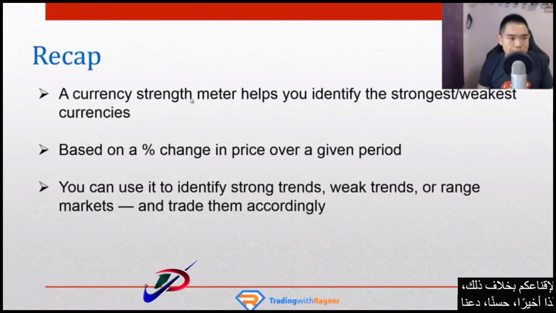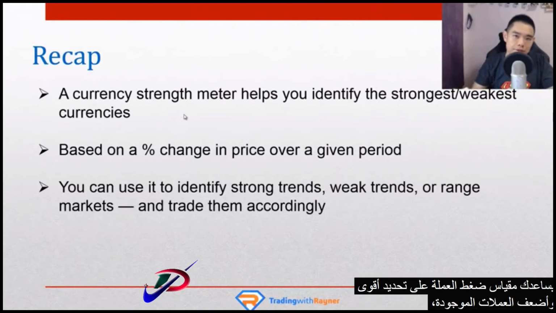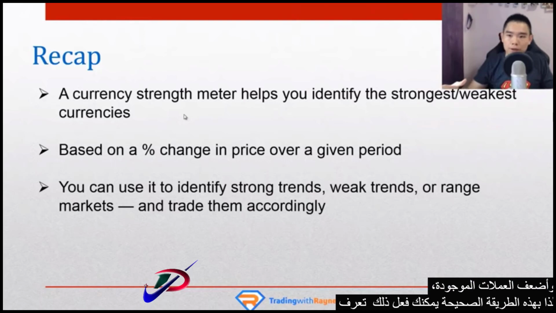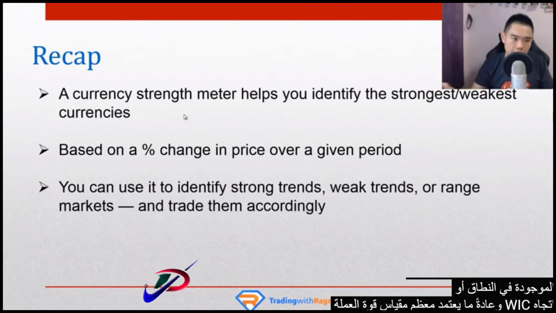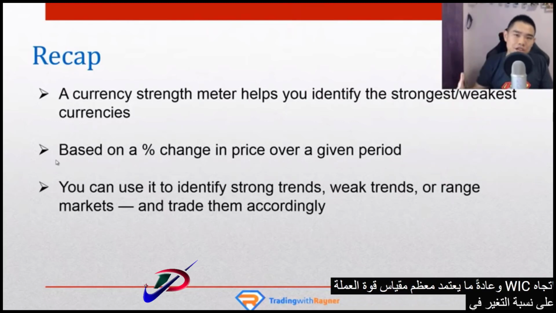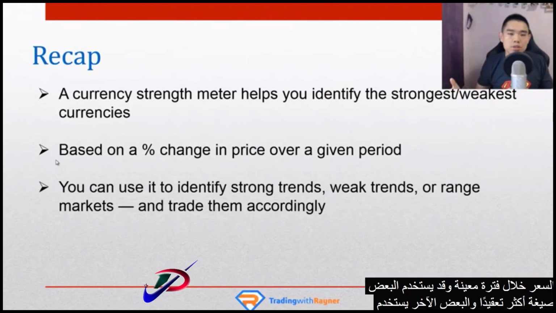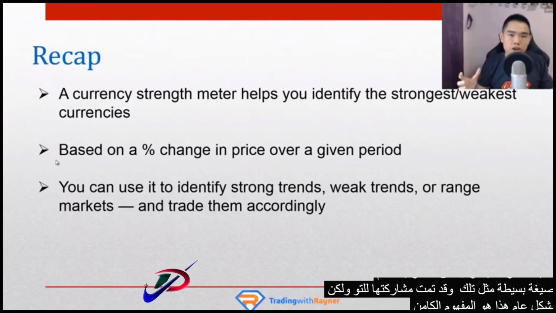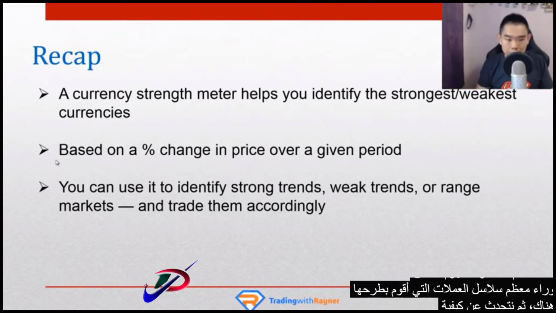So finally, let's do a quick recap. Number one, a currency strength meter helps you identify the strongest and weakest currencies out there. This way you can find out which are the best trending markets and which are the ones in range or weak trend. And usually most currency strength meters are based on a percentage change in price over a given period. Some might use more complex formulas, some use a simple formula like the one I just shared, but generally that's the concept, the idea behind most currency strength meters out there.